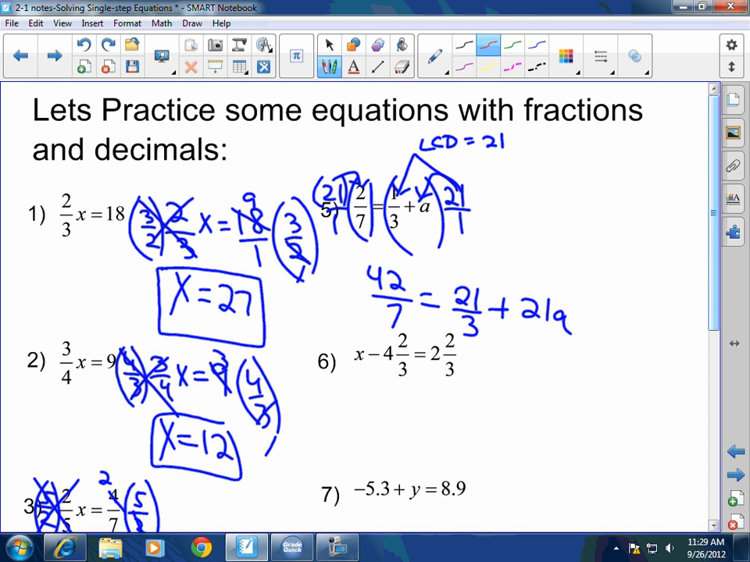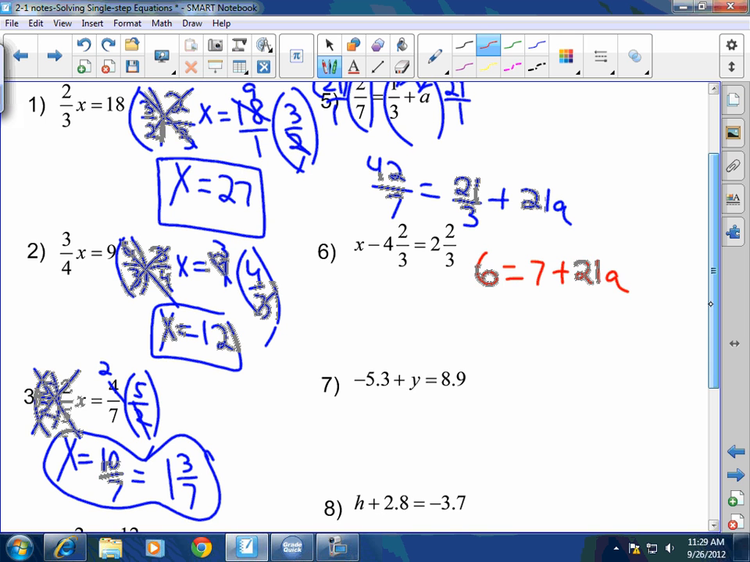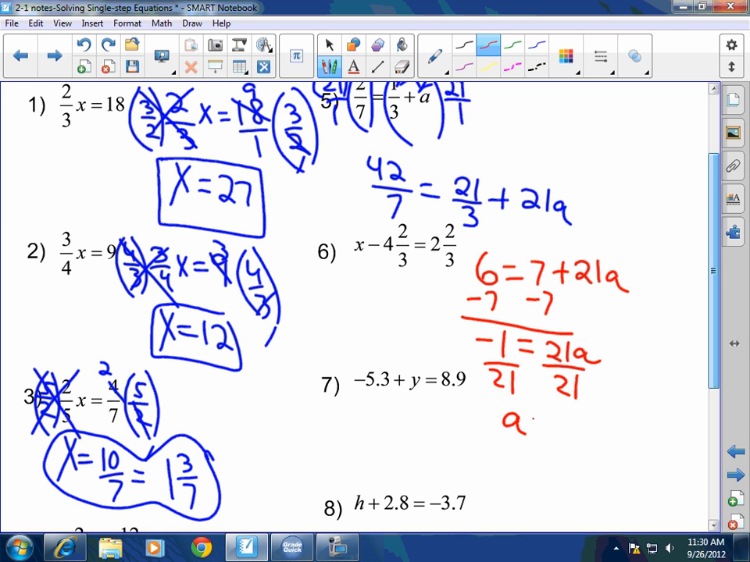Look, what's 42 divided by 7? 6, no more fraction. What's 21 divided by 3? No more fraction. Plus 21A. Now, does that make sense, guys? Now, look, subtract 7 to both sides. -1 equals 21A. You with me? How do I get rid of the 21 that's being multiplied to A? Divide by 21. A equals -1 over 21. Are you with me, guys?